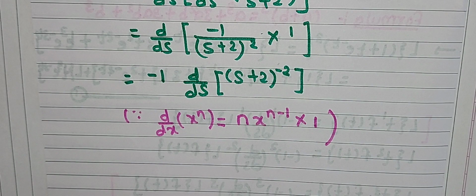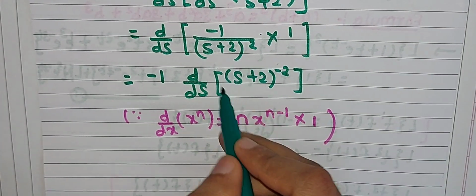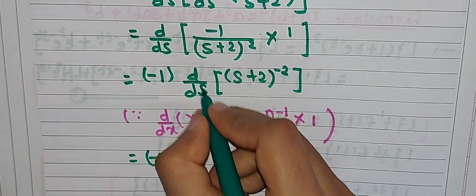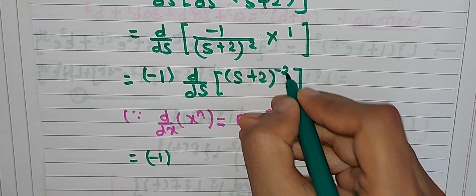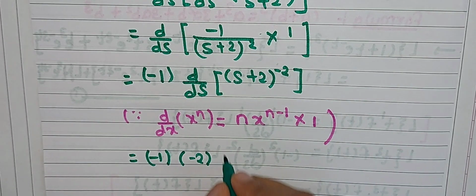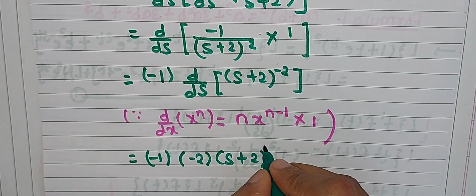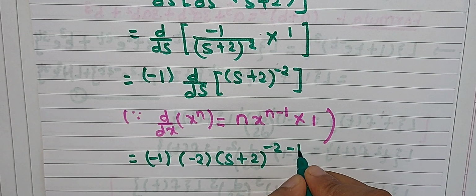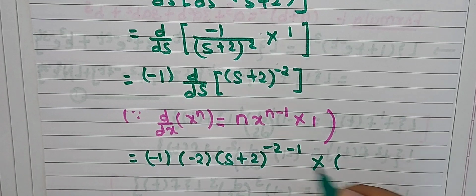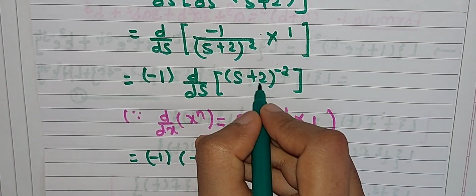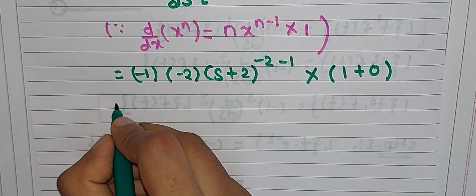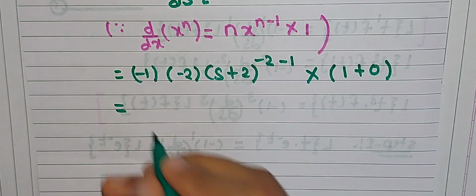Okay, so with the help of this formula this function will give us the derivative, that is take this minus 1 as it is, so minus 1. Nextly its derivative, here n is equal to how much? minus 2. Therefore with the help of this formula we can write minus 2 into x, x means s plus 2, therefore (s plus 2) raised to n minus 1, that means minus 2 minus 1, into the derivative of this function, that is the derivative of s with respect to s is 1, and the derivative of the constant term is of course 0, that is 1 plus 0. Okay, now solve this example, that is minus 1 into minus 2 into 1, that is a plus 2.